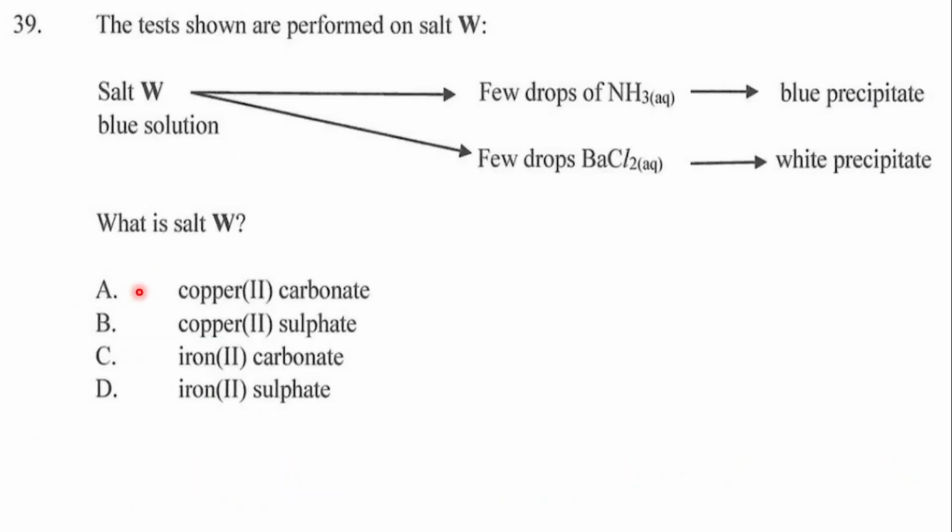Let's move on to question number 39, and it says, the tests shown are performed on salt W. So you have salt W, we have this blue solution, and we have a few drops of NH3, and we have a blue precipitate. Then we have, coming from the same salt W, a few drops of BaCl2, and then we have a white precipitate. The question says, which is salt W? So we have to try to identify what salt W is. Is it copper(II) carbonate, copper(II) sulfate, iron(II) carbonate, or iron(II) sulfate? The correct answer is definitely going to be B, copper(II) sulfate.